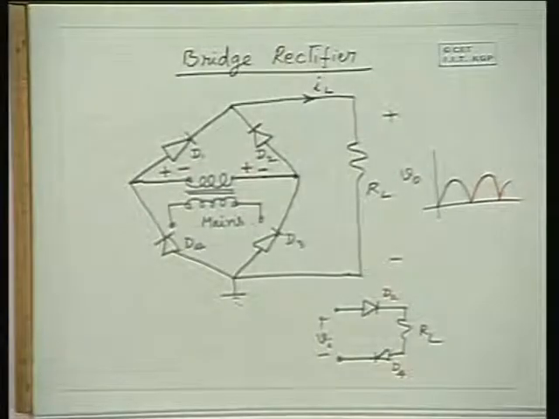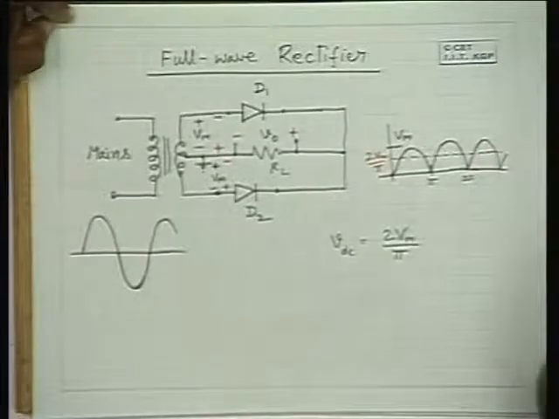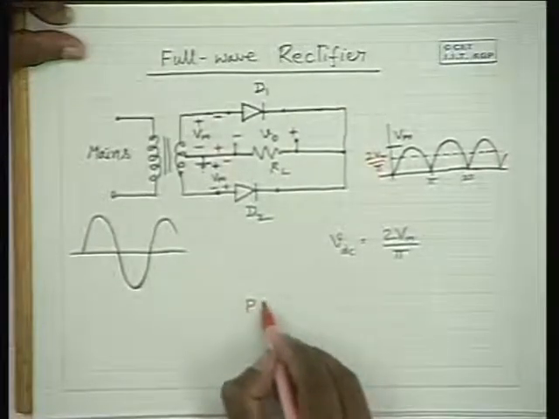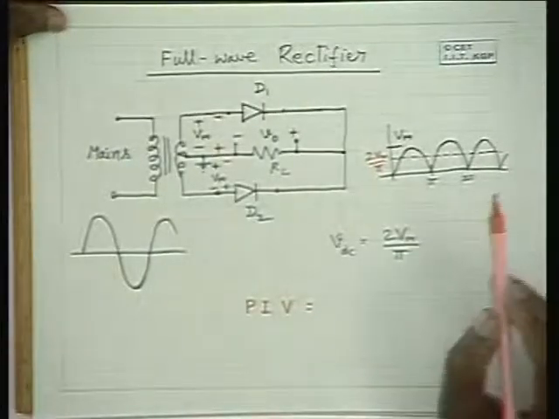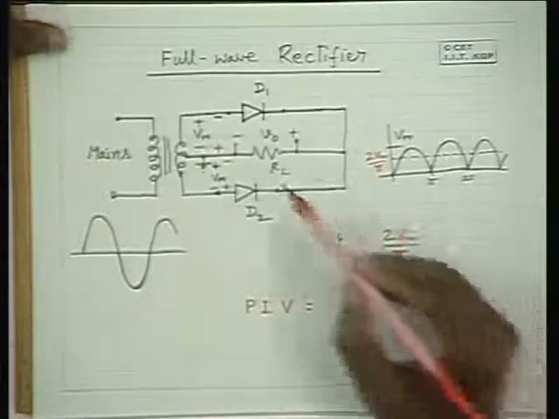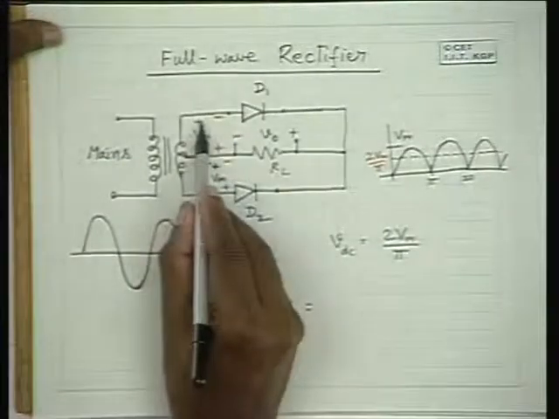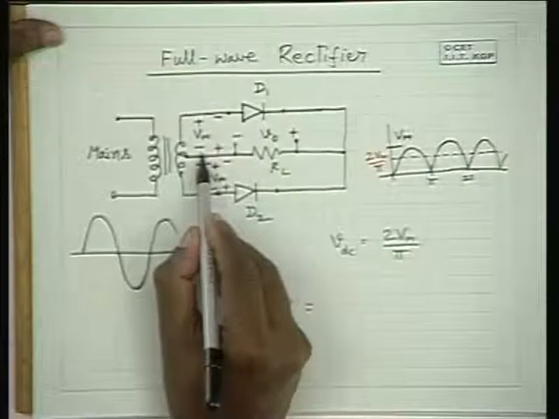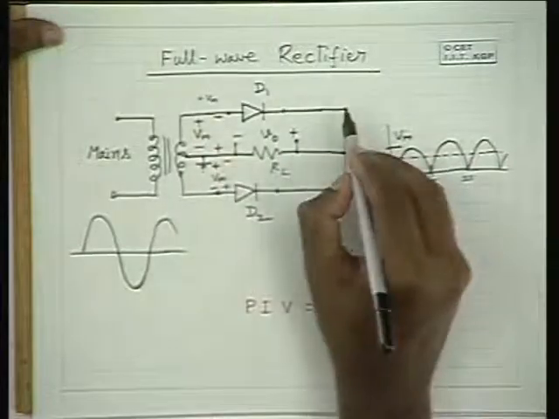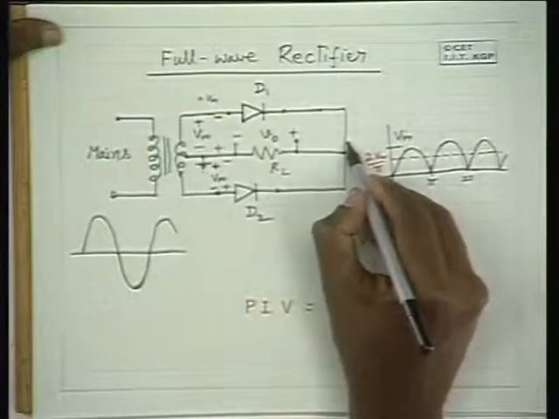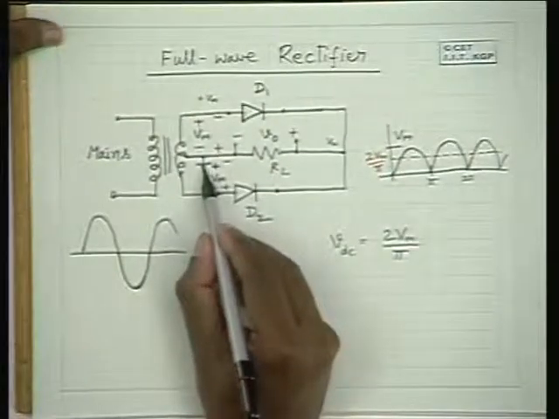Now let us look at the full wave rectifier shown here. What is the peak inverse voltage applied across the diode in this circuit? Well, during the positive half cycle, we have seen that this voltage is Vm with respect to this. If this is ground, 0, then this side is plus Vm, right? And in the case of an ideal diode, this side of the load has plus Vm across it, and this side is ground, that is 0.